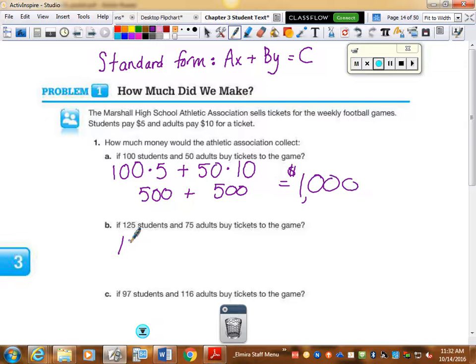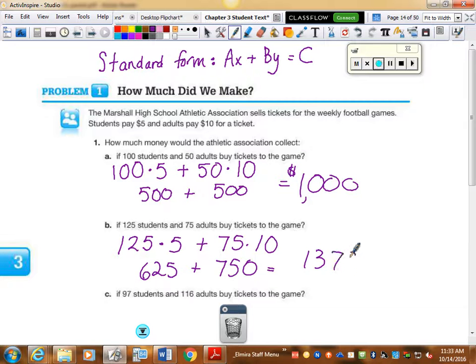Okay, 125 students times 5 and 75 times 10. Well, 125 times 5 is 625. 75 times 10 is 750. So that would be $1,375. Okay, and then there's a part C, and it's the same idea.